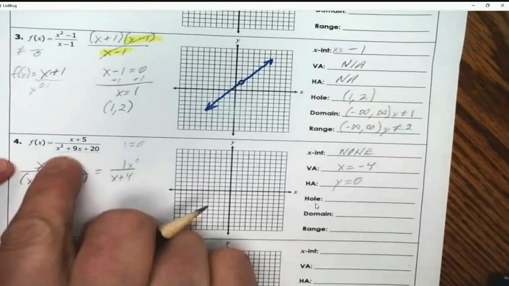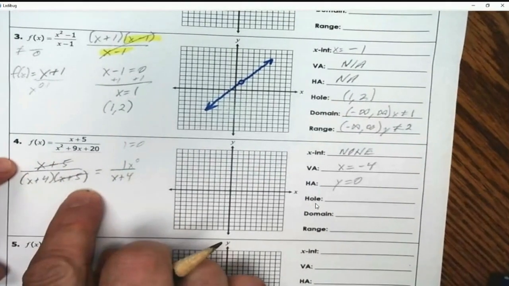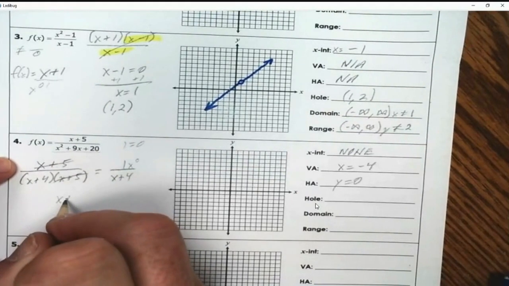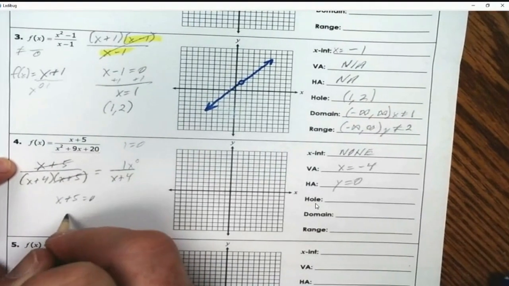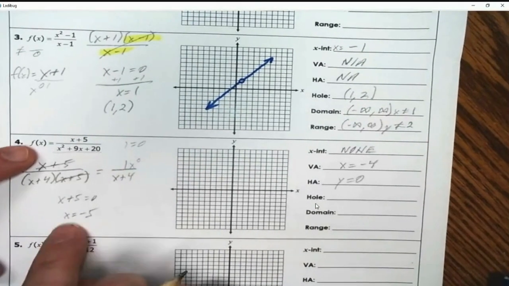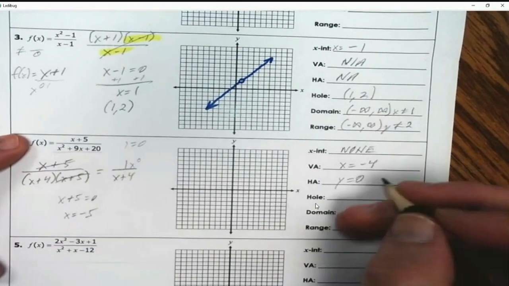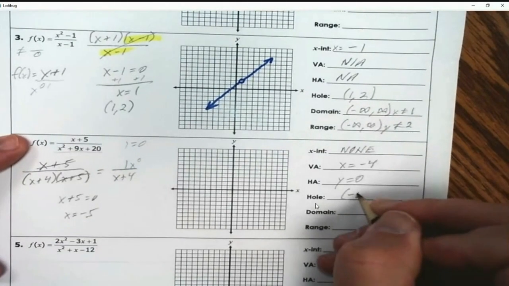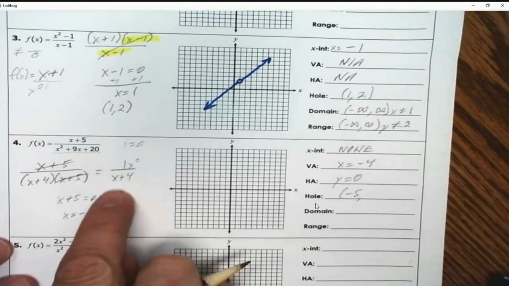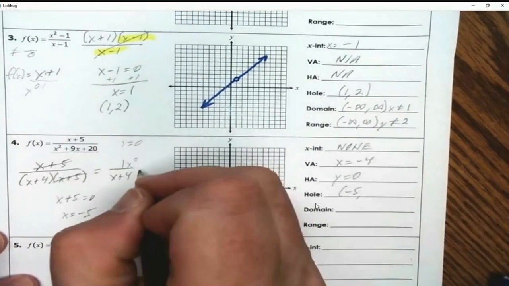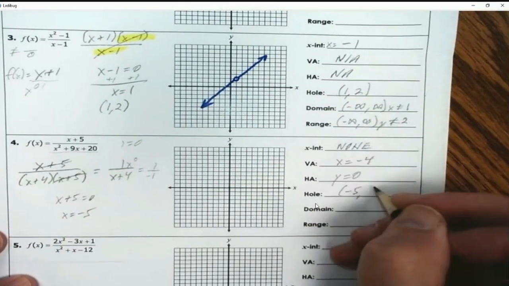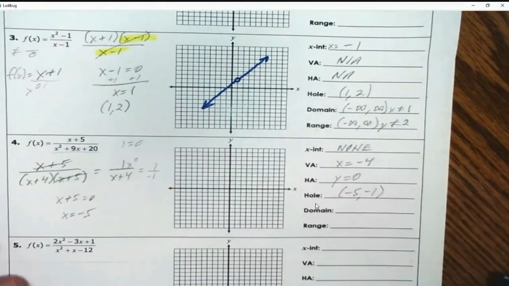The hole canceled out. Where did it cancel out? X plus 5. So x plus 5 equals 0, so x equals negative 5. Negative 5 is where the hole is. So we know the hole is at negative 5. What's the y? We can just substitute in this easy equation. Negative 5 plus 4, which is negative 1, so 1 over negative 1. So negative 5, negative 1 is where our hole is.